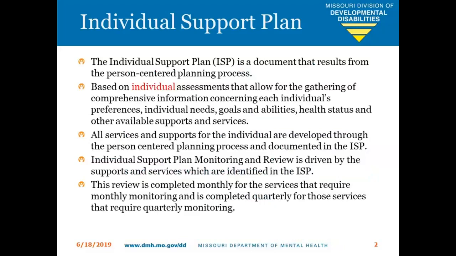The individual support plan is a document that results from the person-centered planning process. It is based on individual assessments that allow for the gathering of comprehensive information concerning each individual's preferences, individual needs, goals and abilities, health status, and other available supports and services. Individual support plan monitoring and review starts with the individual support plan, or as we know it, the ISP. All services and supports for the individual are developed through this person-centered planning process and are documented in the ISP. Individual support plan monitoring and review is driven by the supports and services which are identified in the ISP. This review is completed monthly for services that require monthly monitoring and completed quarterly for those services that require quarterly monitoring. The ISP will be reviewed for each service authorized and monitored.